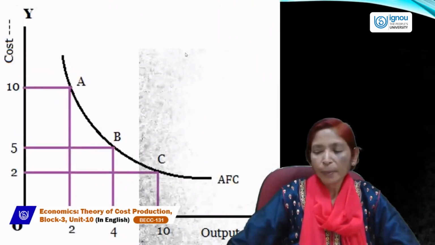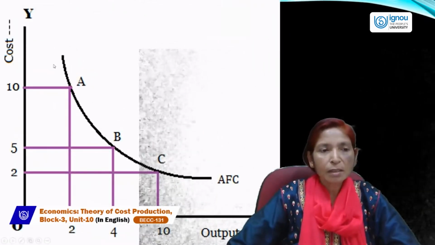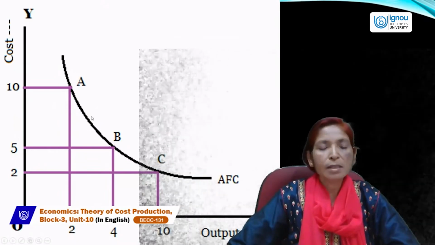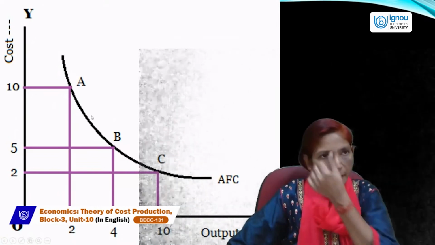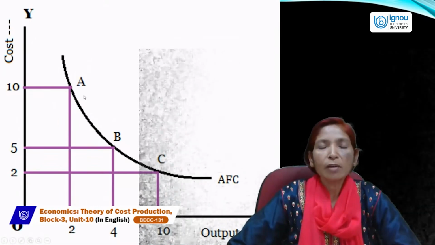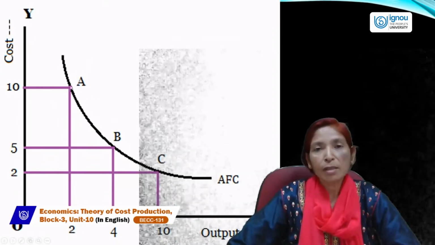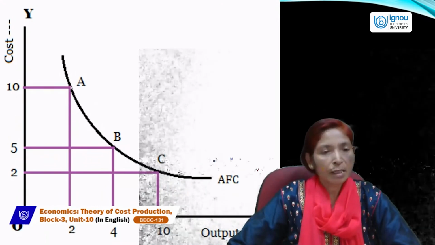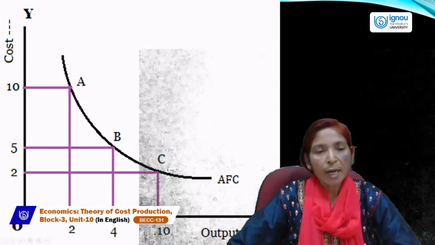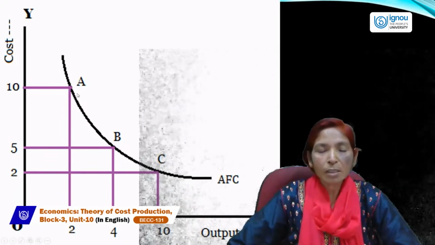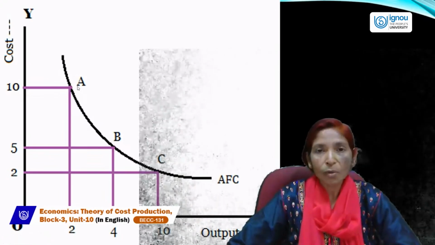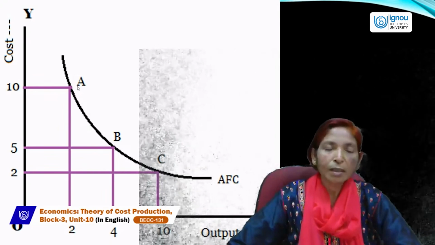Next is AFC. AFC is always a downward sloping curve from left to right, same as the demand curve. It's also known as a rectangular hyperbola curve. A rectangular hyperbola is a curve at which elasticity of demand always equals 1 at each point on this curve. Like here, three points are mentioned on this AFC curve, A point, B point, and C point. At all these points, elasticity of demand always equals 1. That curve is known as a rectangular hyperbola curve.